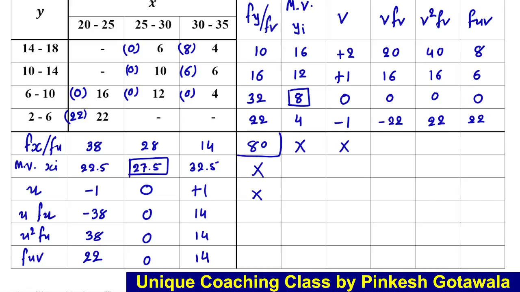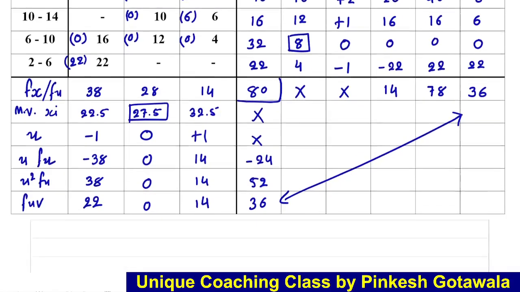Okay. Now VFV 20, 16 minus 22. So here 14, 14, 16, 22, 78, 8, 6, 22, 36. Now this side minus 13 plus 14. So minus 24, 30 plus 14, 52. And 22 plus 14, 36. And I told you the total of these must be the same. Okay, now just apply the formula, you will get the answer.